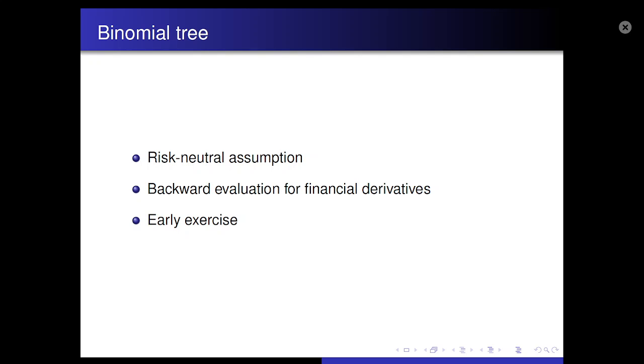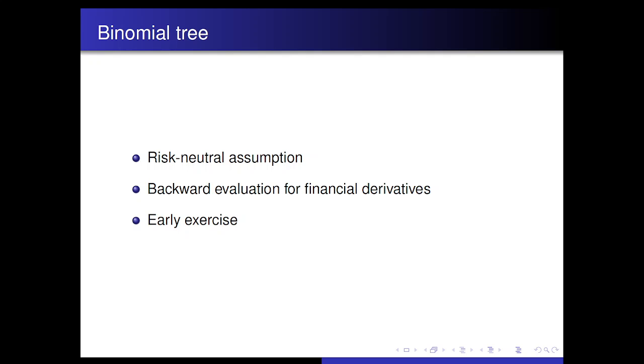Next, we discuss the binomial tree. The key thing here is the risk-neutral assumption we used to determine the probability that the price of the stock would go up after some time. For determining the price of financial derivatives, we do a backward calculation on the binomial tree of the price change process of the underlying stock.